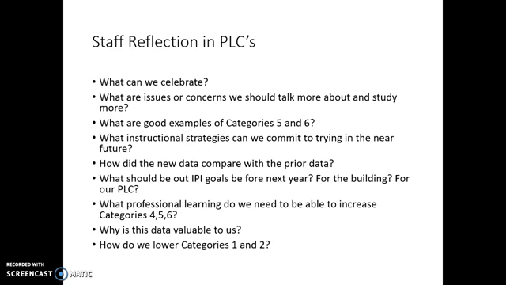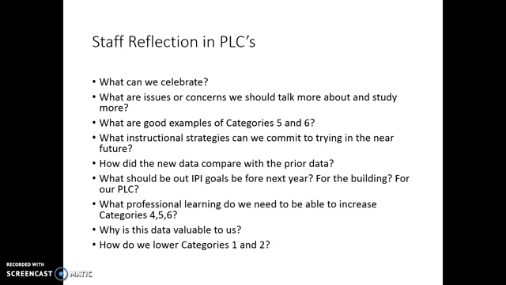Then in your PLC groups, you would then reflect on that. First, looking at what you can celebrate. What are some issues or concerns you want to talk about or study more? What would be good examples of categories 5 and 6? What instructional strategies could we commit to trying in the near future to help us move towards categories 5 and 6? If it's the second or third time that you've collected the data, how did the new data compare with the prior data? What should be our IPI goals for the next year?